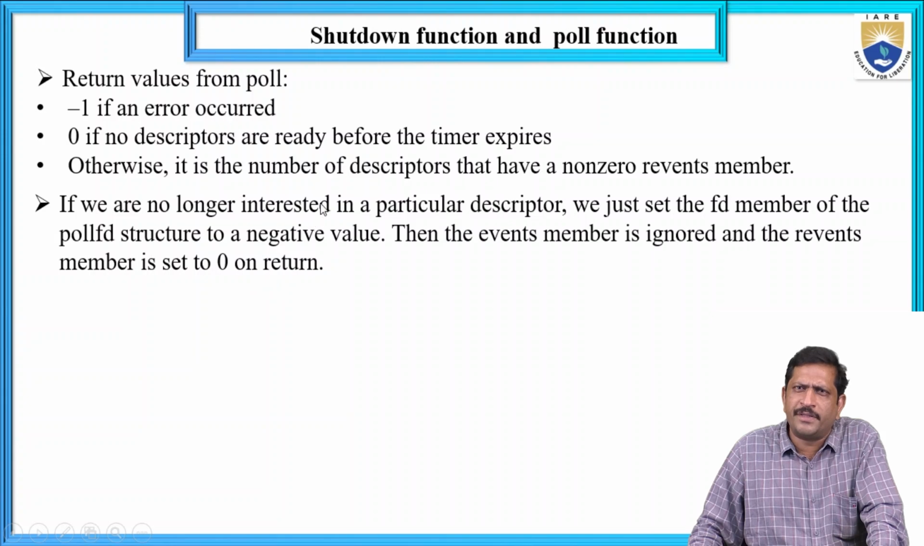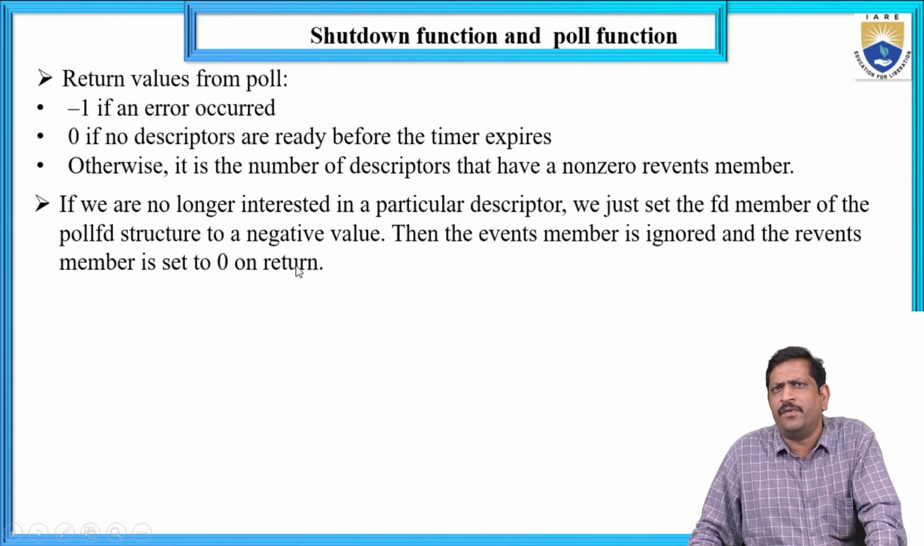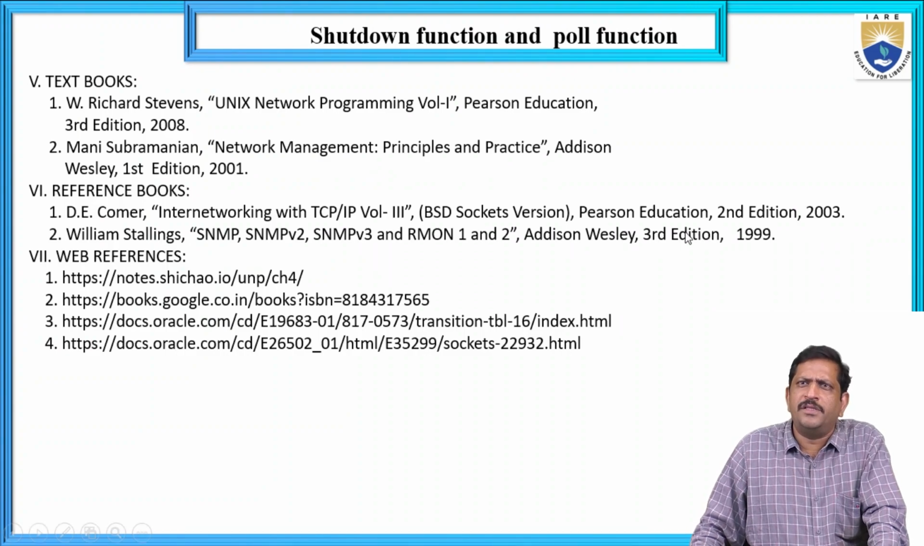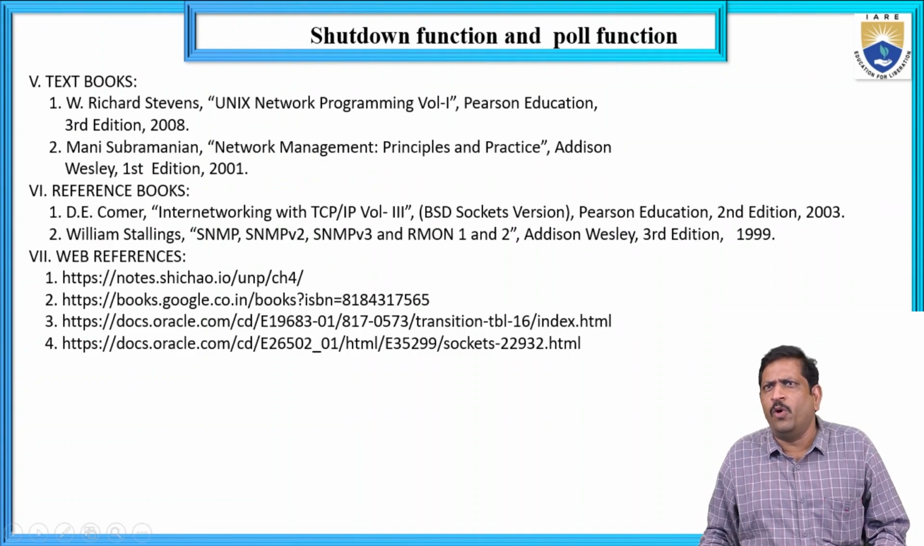If you are no longer interested in a particular descriptor, we just set the file descriptor member of the pollfd structure to a negative value. Then the events member is ignored, on the server side or at the client side. The revents member is set to 0 on return, which means no descriptors are ready and no events are ready before the timer expires. So this is about the shutdown function and poll function.